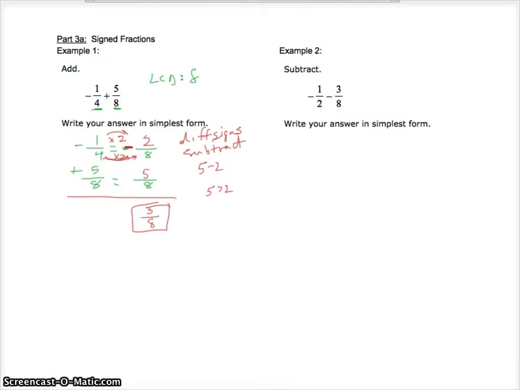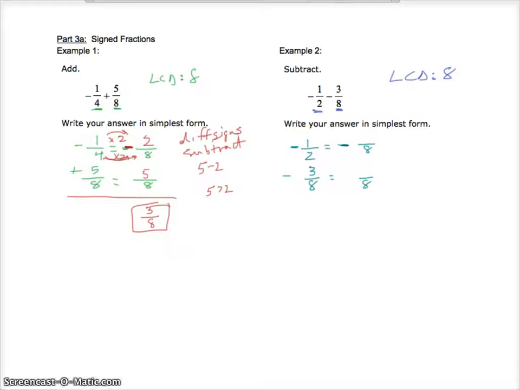Let's look at another example. Here it says subtract. Well, before I can start subtracting, I've got to find my LCD. My LCD, again, 2 and 8 is going to be 8. Now let's set up my subtraction problem. I have negative 1/2 minus 3/8. So I'm going to need to make everything into 8ths. So I'm going to need negative something over 8 equal to something else over 8.